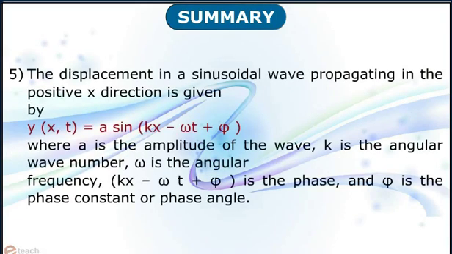The displacement in a sinusoidal wave propagating in the positive x direction is given by y as a function of x and t equals a sin(kx minus omega t plus phi), where a is the amplitude of the wave, k is the angular wave number, omega is the angular frequency, kx minus omega t plus phi is the phase, and phi is the phase constant or phase angle.